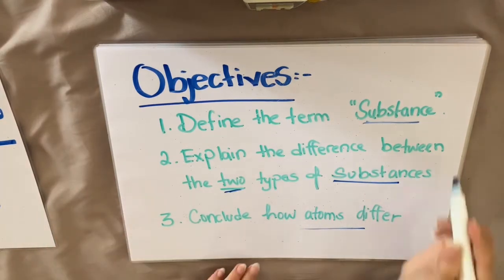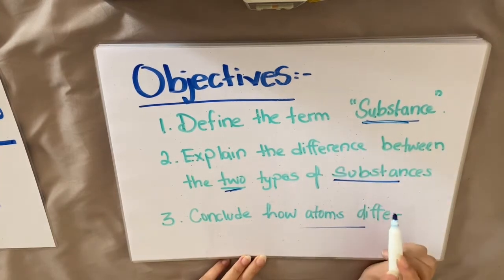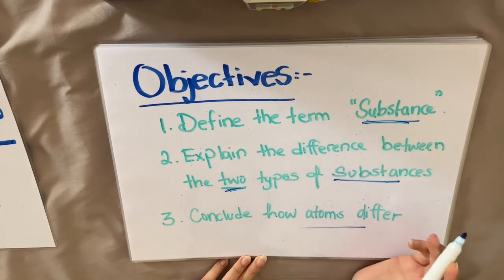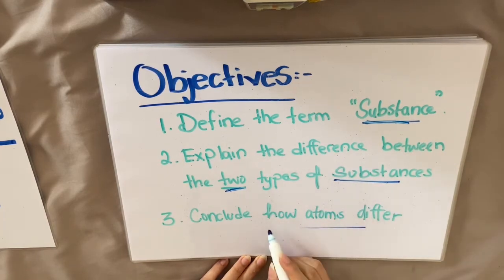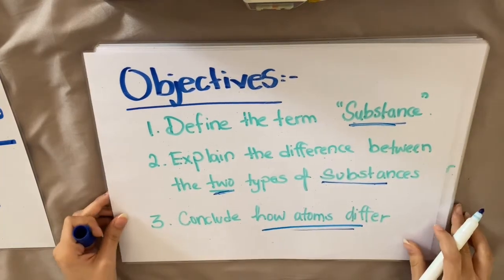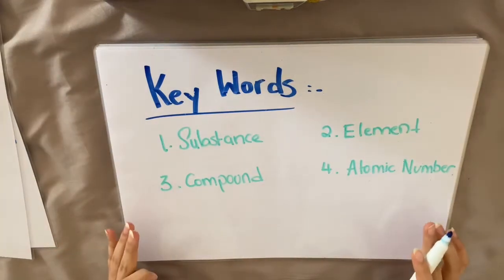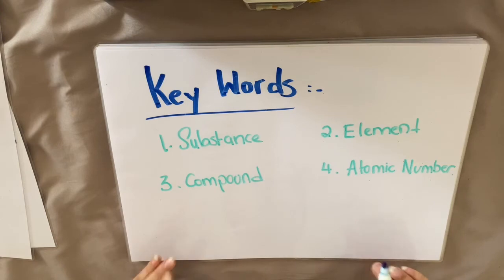First of all, we're going to define the term substance. We're going to explain the different types of substances. There are two types. And we're going to conclude how atoms differ. When it comes to our keywords, we have four main keywords: substance, compound, element, and atomic number.